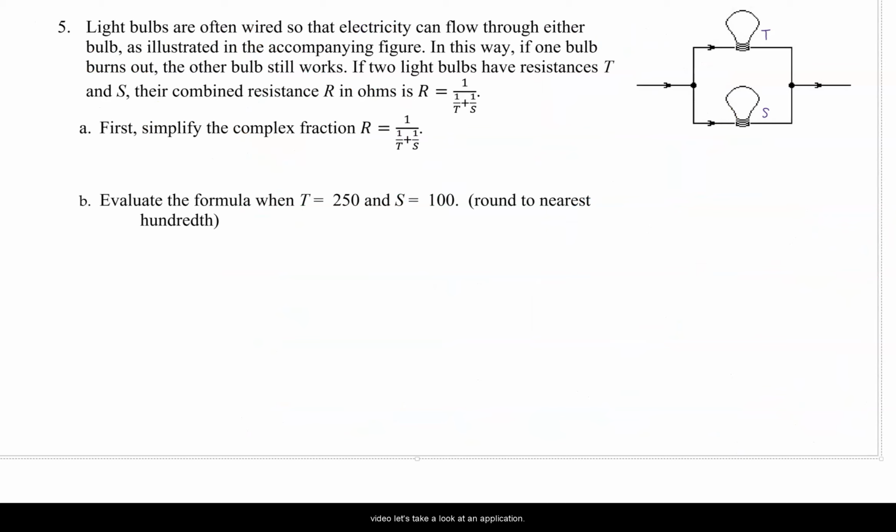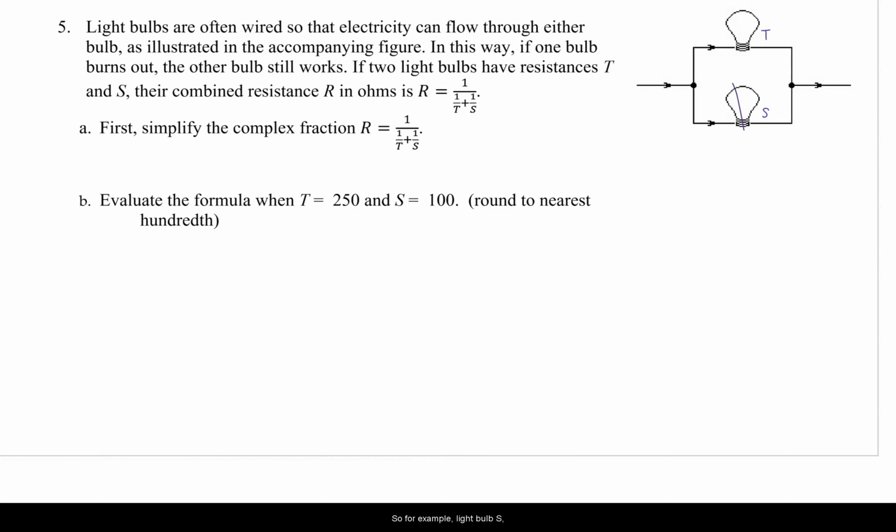In the last part of our video, let's take a look at an application, specifically a physics application, with light bulbs. Pictured here is part of a circuit where 2 light bulbs are wired in what is known as parallel. If 2 light bulbs are wired in parallel, if one of the light bulbs goes out, if it dies, then the circuit is not broken. The circuit will still continue.